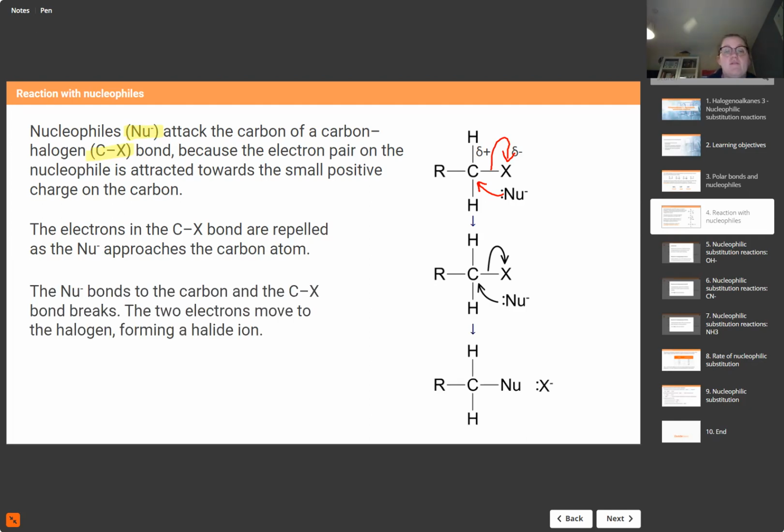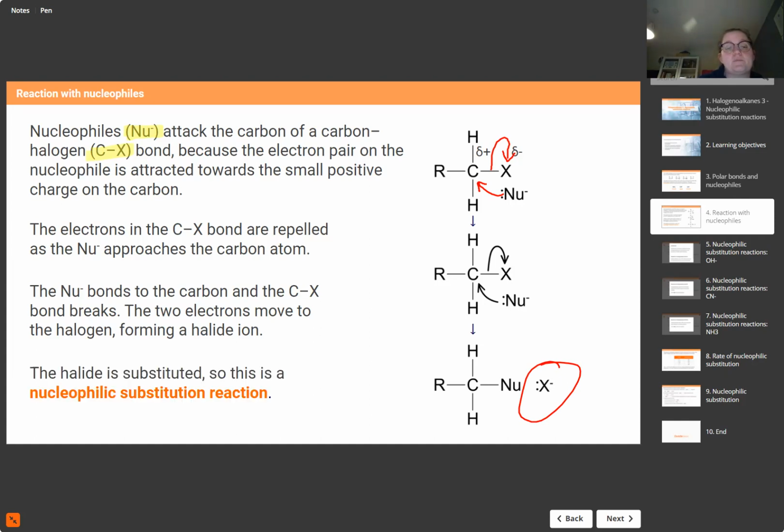When that happens, the nucleophile bonds to the carbon. So basically it's going to replace that halogen. The carbon-halogen bond breaks, the nucleophile bonds to the carbon. The two electrons then move to the halogen, and we then get a halide ion formed. So we obviously need to show that lone pair of electrons on our halide ion and show our charge on our ion as well. The halide is substituted. So this is a nucleophilic substitution reaction.